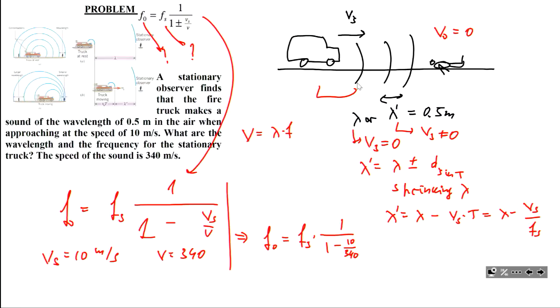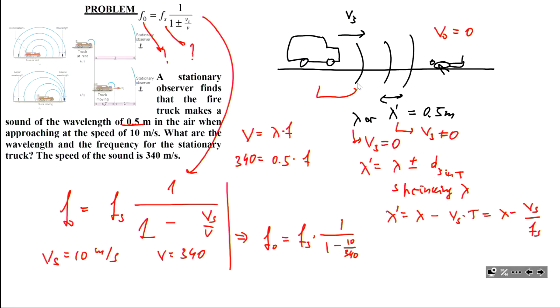And because the observer is not moving, the speed of the sound relative to the not moving observer is 340. The wavelength he measures is 0.5, because we can read it. And now we have to write the frequency, but we have to choose the correct subscript. We have to choose between S or O. We choose it right, the problem is solved. We choose it wrong, we make a mistake.